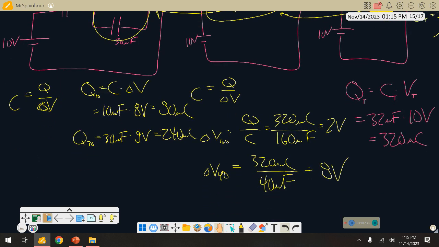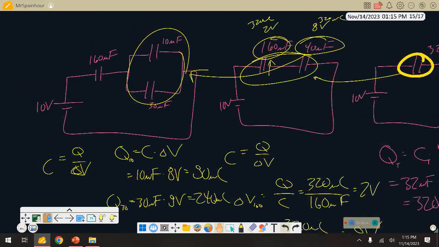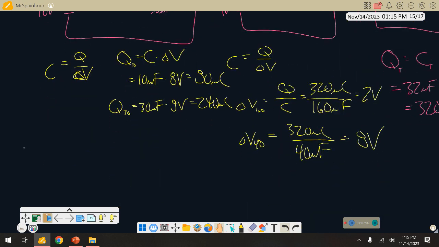Now, they regularly will ask you how much energy is being stored here. Here's a homework problem that is a lot more complicated than I think it at first looks. It'll give you a setup like this, and it'll say, hey, how much energy is being stored here? Now, to get energy, what do you need?